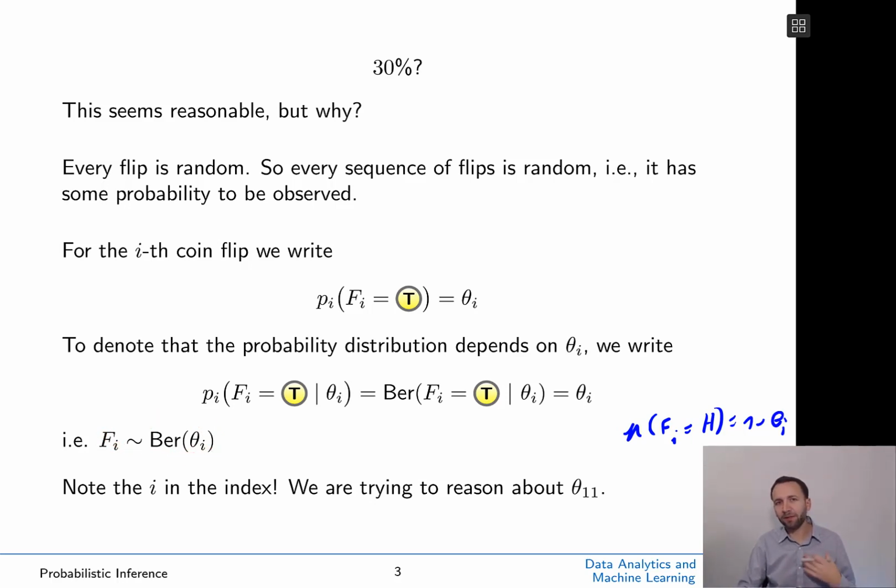Okay, and what we are trying to do here, and this was my question at the beginning, is to reason about the 11th coin, or the parameter of the 11th coin. So what is the parameter of the Bernoulli distribution of this 11th coin? Because this will tell us how likely this coin will show head or tail, right? If we know that this is 0.3, then as it shows here, this is exactly the probability that the coin will show tail, 30%, for example. So we're trying to reason about theta 11, technically speaking.